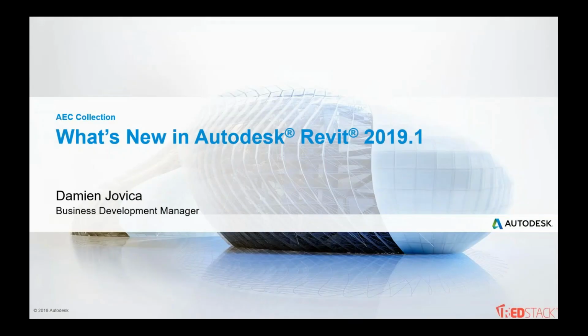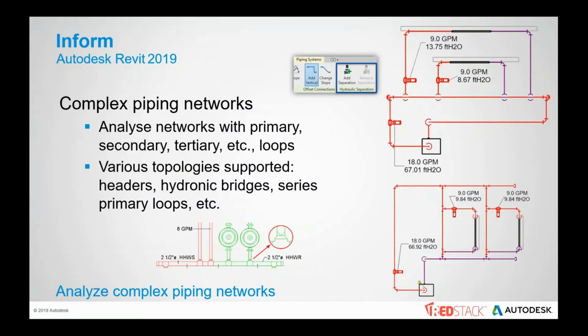Continuing on with piping networks, sorry, I'll go back a slide. Revit 2019 has improvements to primary, secondary hydronic networks, which enable much more complicated piping networks. Revit has supported the headed systems, hydronic bridges, as well as one pipe primary loops. The primary and secondary loops can be connected via T's or taps. There's a separation element, such as a subcategory of pipes, that can be toggled on and off to visually see the separation of the model.